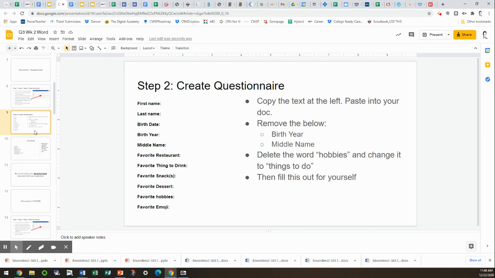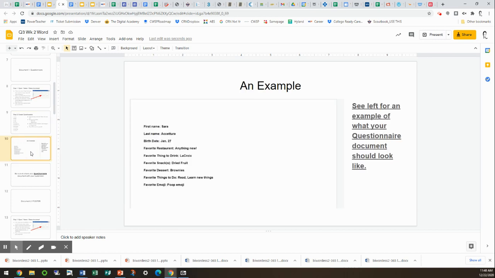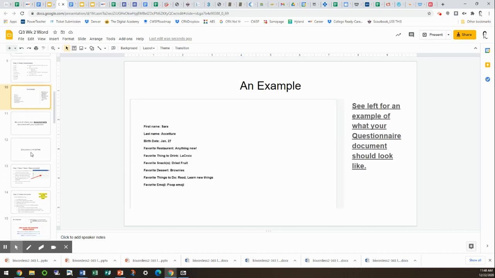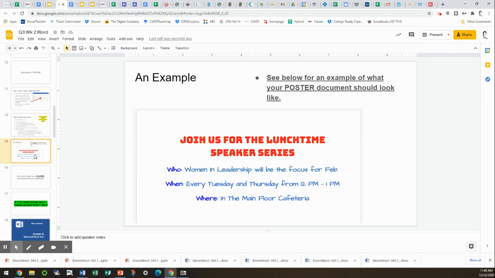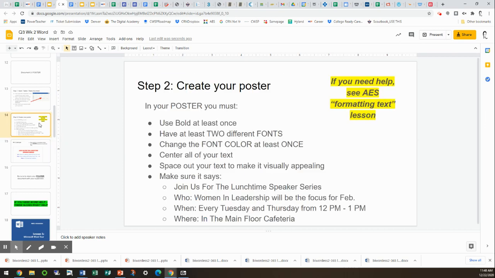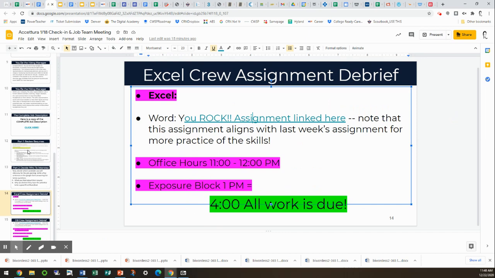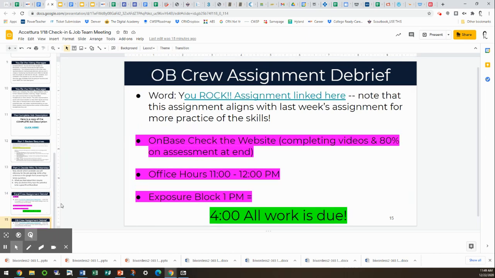These things look almost exactly the same. They're asking the students to take the same steps, only they're creating a slightly different questionnaire this week. And their event poster has to do with a lunchtime speaker series. And so they're using, again, the same exact skills, they're just applying them to a different situation. So that is the Excel, and then the Word for the week. The Excel and the on base will have to be filled in, and that is why they are in pink.